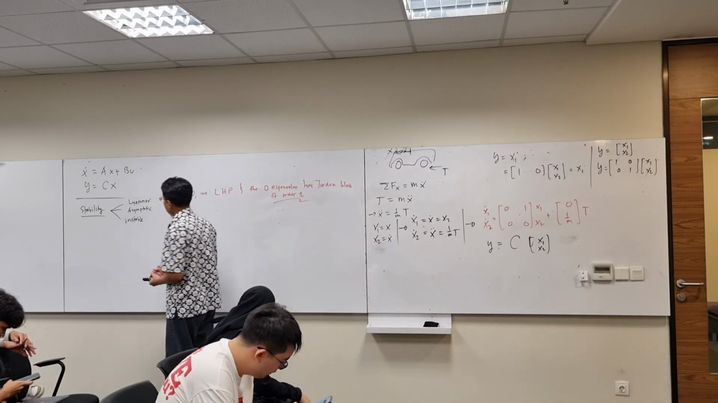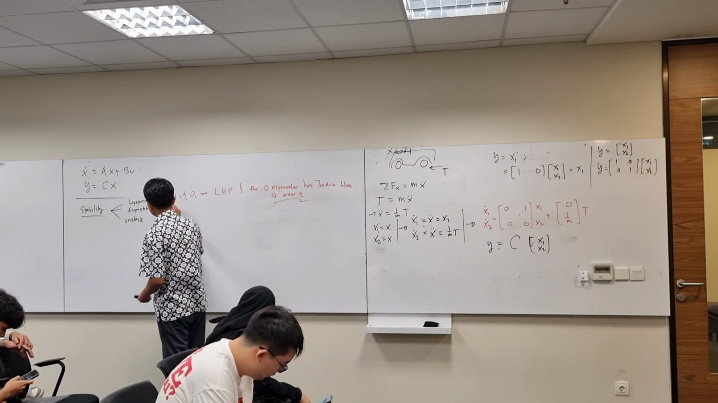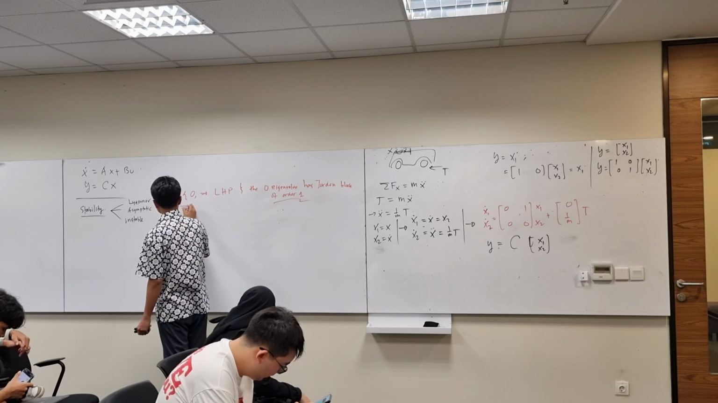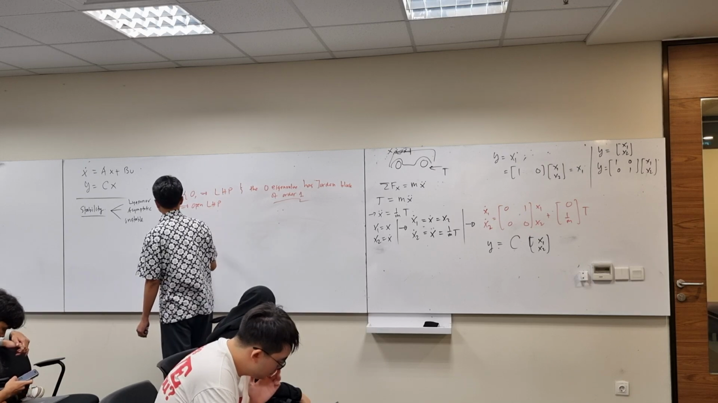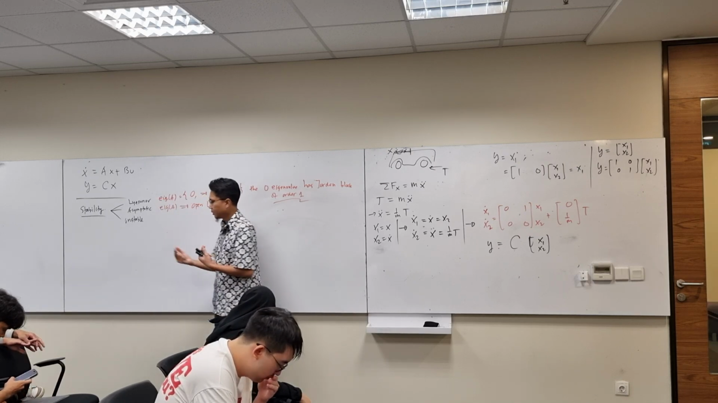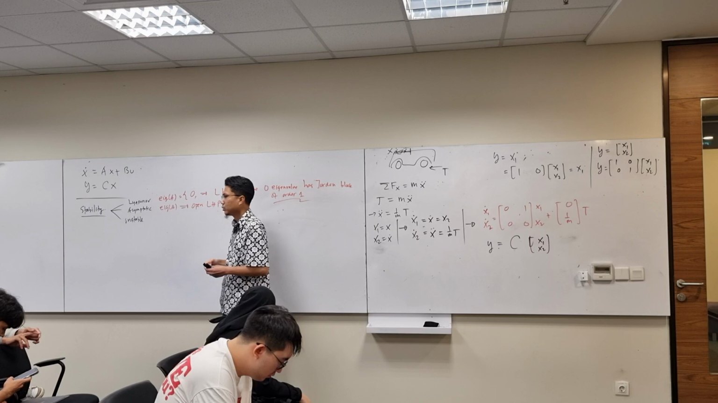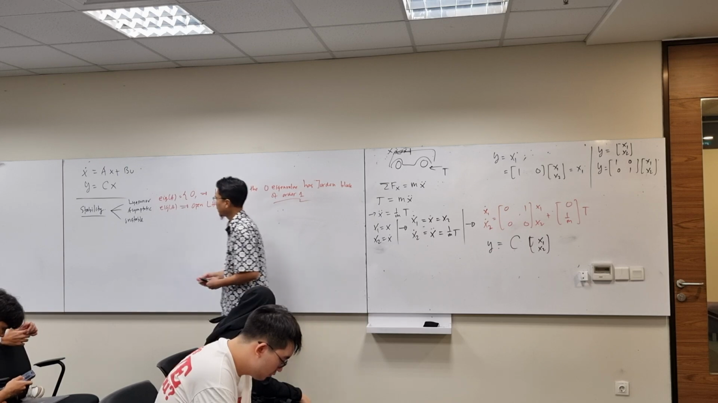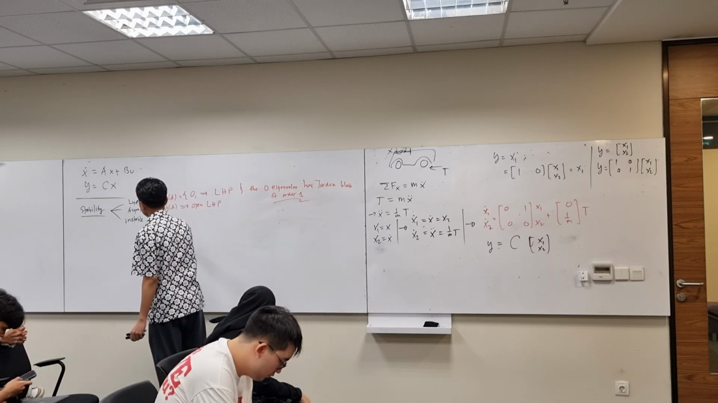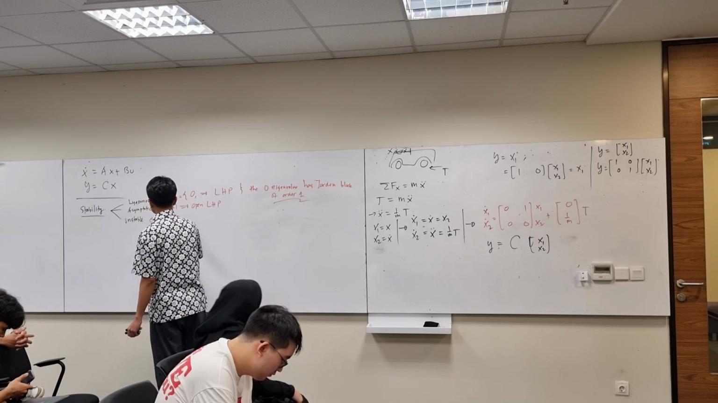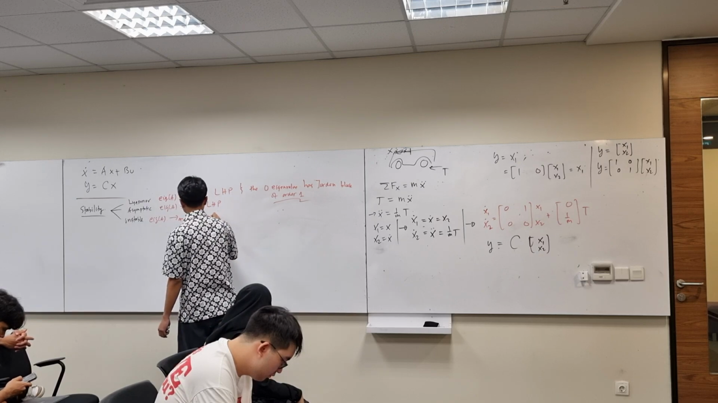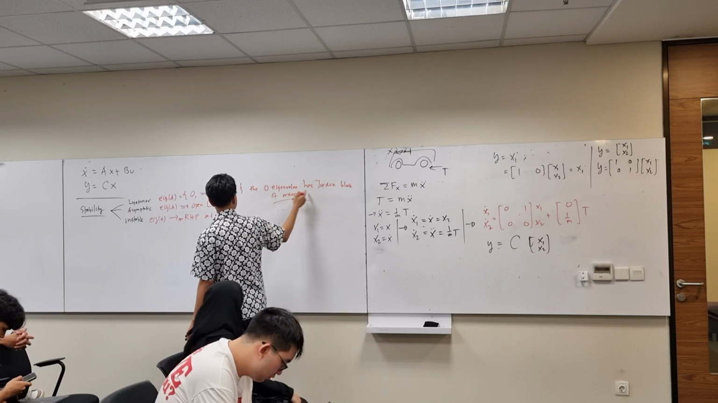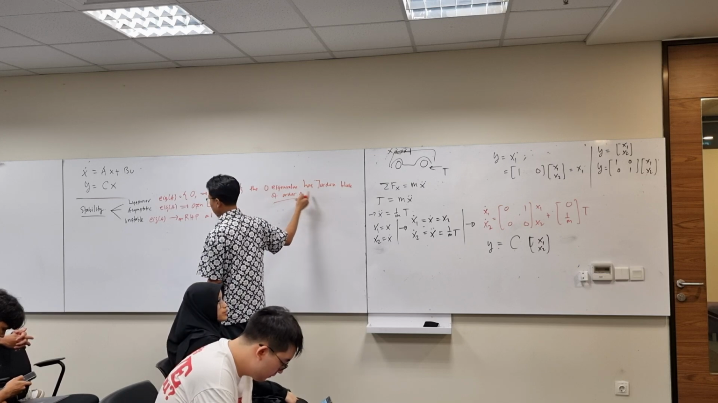For asymptotic stability, the eigenvalues of A are located in the open left half plane. This is the counterpart of BIBO stability. Unstable: the eigenvalues of A are in the open right half plane. For this case, it is unstable.